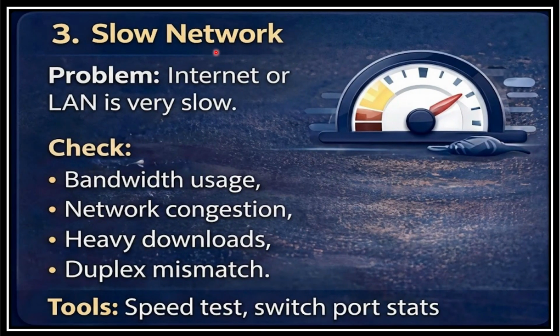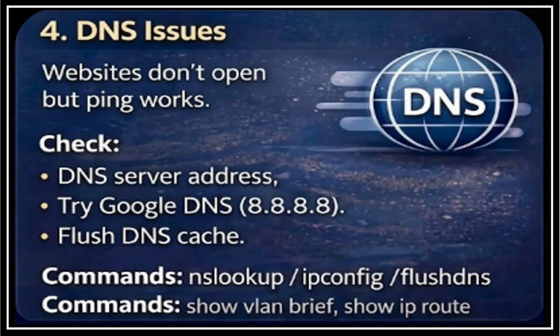Then the third is slow network. If your internet or LAN is very slow, first you need to check your bandwidth usage, like how much bandwidth you are using, and check for network congestion. And you need to check for heavy downloads, like whether someone is downloading or uploading something on any system. And you need to check for duplex mismatch also, meaning which duplex mode you are using, half duplex or full duplex, in your switch settings. So these are the steps.